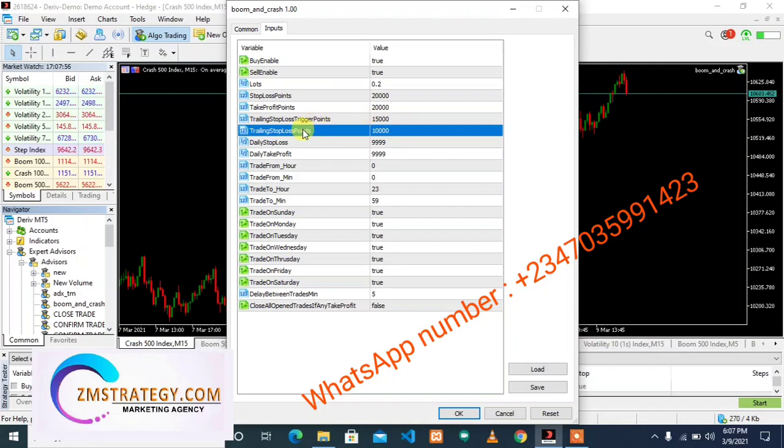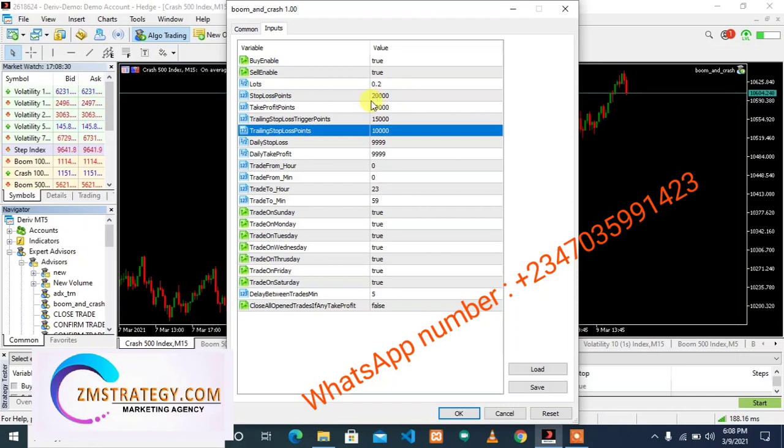Now the work of the trailing stop, let me give you guys some little idea about the trailing stop. The trailing stop is used to protect your profit, because there are some trades, like for those of you that have been making use of the EA ever since, you understand that there are some trades that will be on a massive profit, but the trade was not able to hit your take profit and the trade started having a pullback and it gets to your stop loss, that trade is going to automatically close.